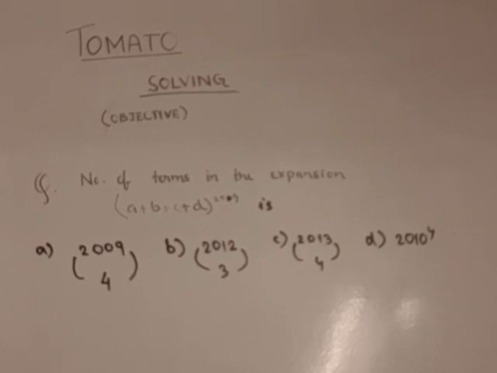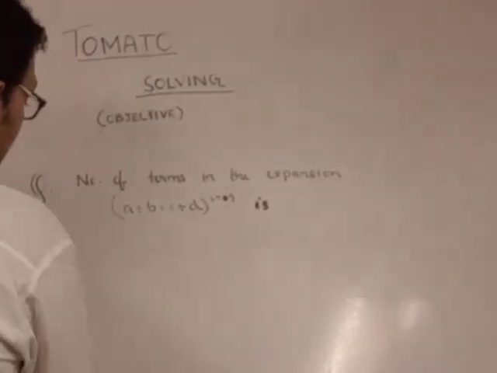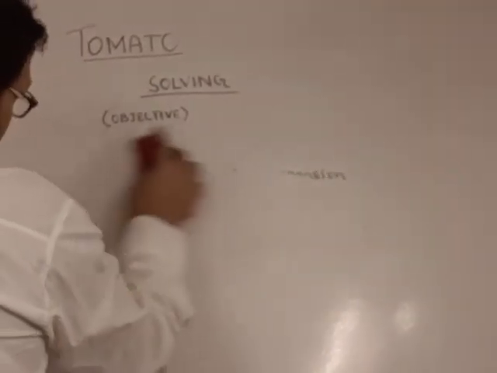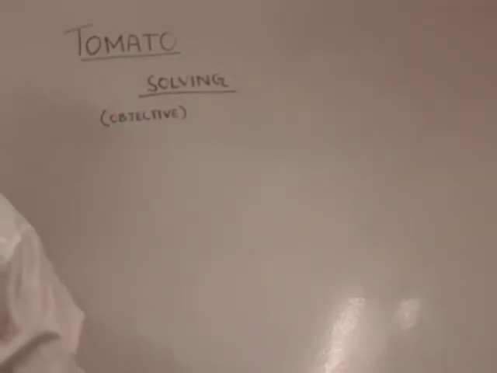Okay, so the stipulated time that was meant to be given is over. So now I will solve this problem, and if you couldn't solve this problem, just learn the concept, that is enough. Now, (A + B + C + D) whole power 2009.